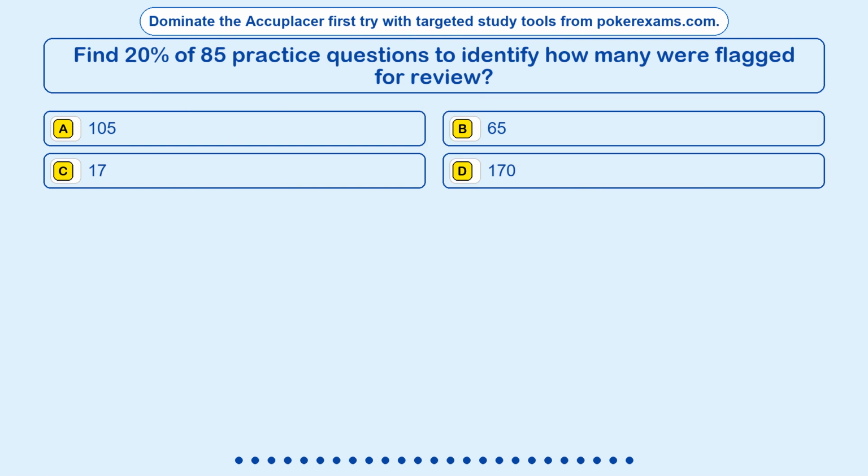Question 4. Find 20% of 85 practice questions to identify how many were flagged for review. Option A, 105. Option B, 65. Option C, 17. Option D, 170.